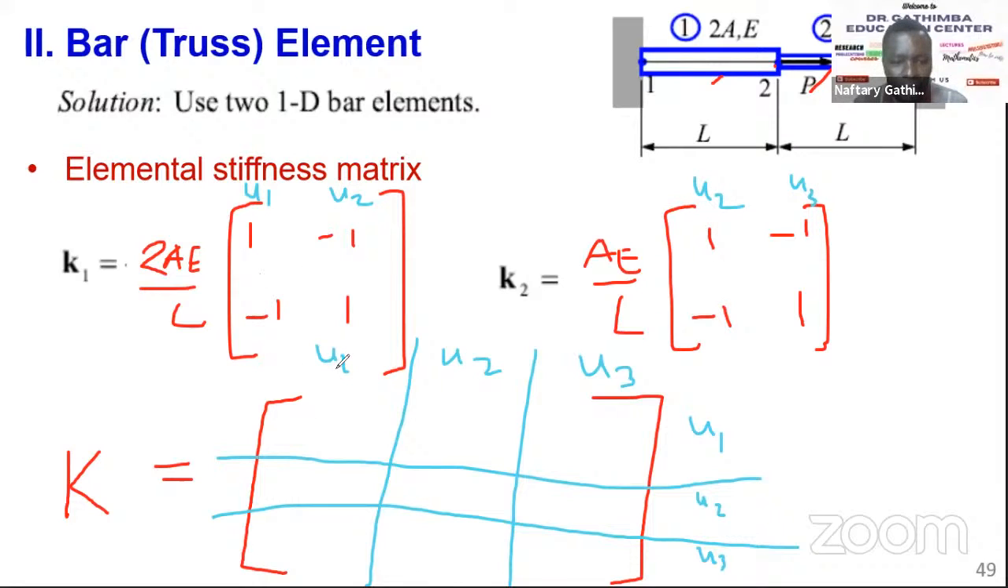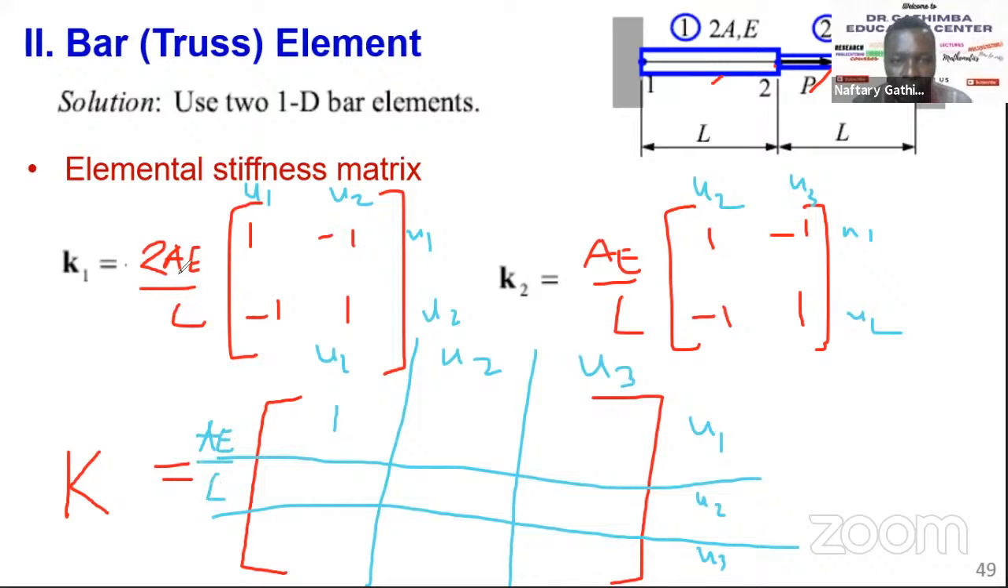You just need to come here and say, at this cell U1, U1, we have U1, U1 here. This is U1, U2. For U1, U1 we have an entry for element K1, but in element K2 we do not have U1, U1, so this one remains 1. Remember, to combine these, this is AE of L, so the common factor AE of L we can put out.